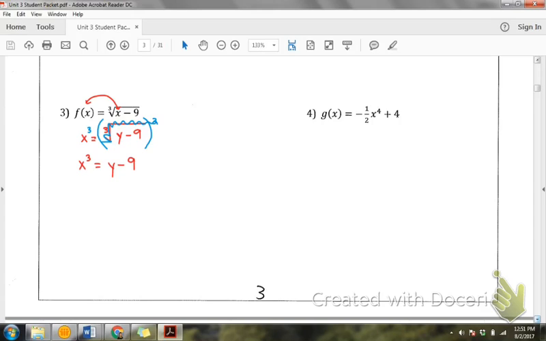Are you just trying to kind of move it over and then are you going to move it back at the end? We won't move it back at the end. Nope, we're just always trying to get y by itself.